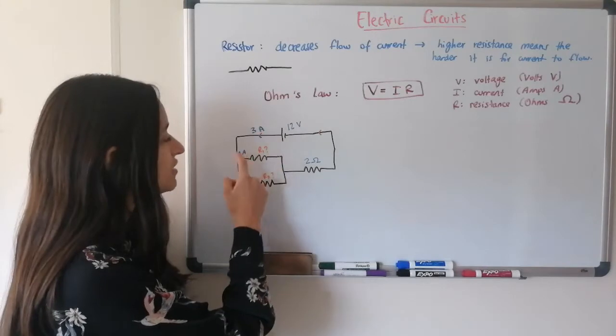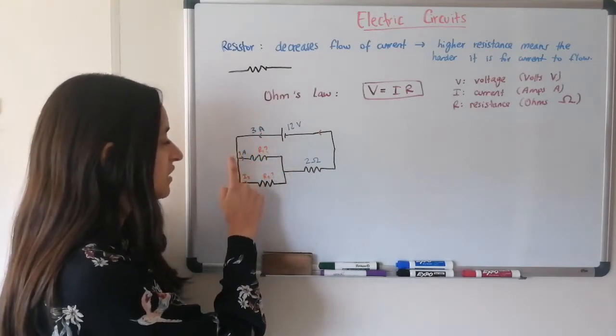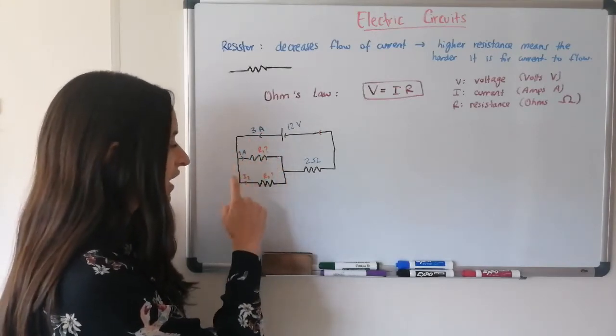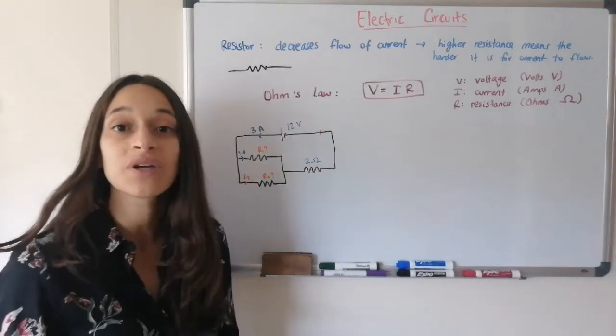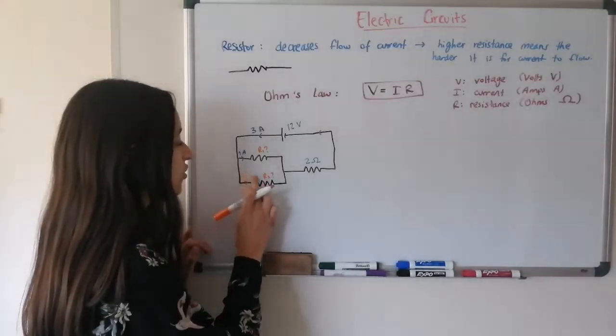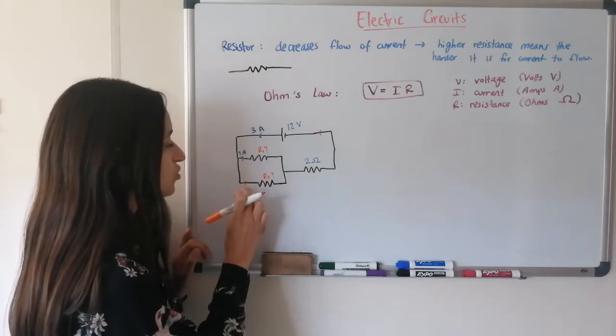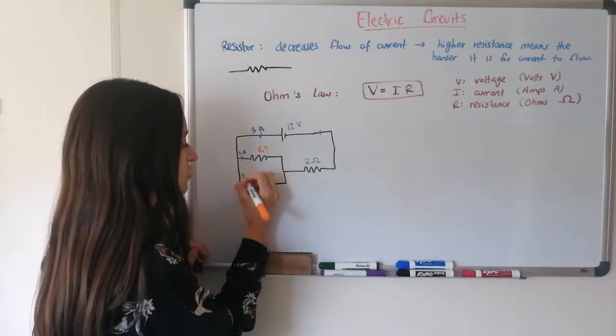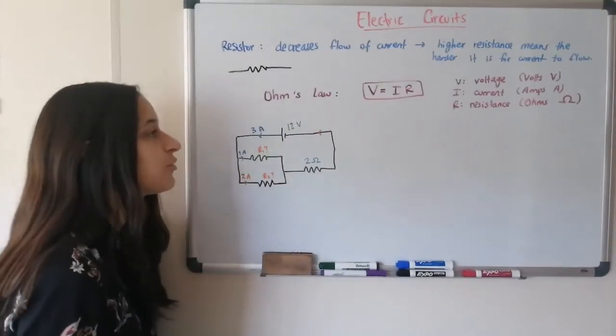And we have that the current divides here. 3 come in, 1 goes to the right here, and the rest goes down. So the first thing we can say is that here, the current has to be 2, because 2 plus 1 equals 3. So this is 2 amps. Now, what else can we say?